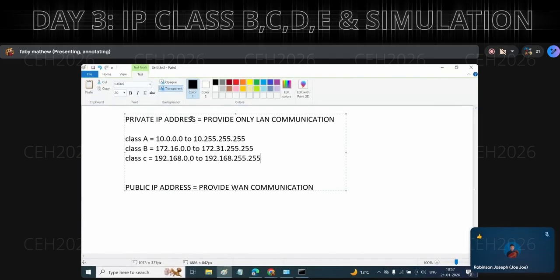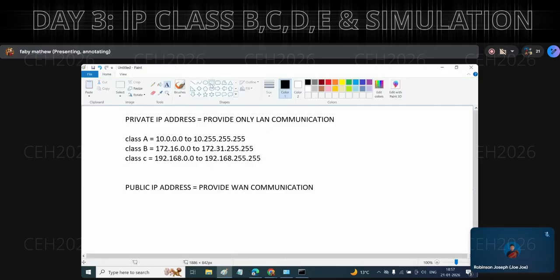And I am telling you, with the help of a private IP address, you cannot communicate with the WAN. I told you, a private IP address only provides LAN, local area network communication. It will not provide wide area communication. But your machine is communicating with the internet. Yes or no? Yes, sir. So there are two things.